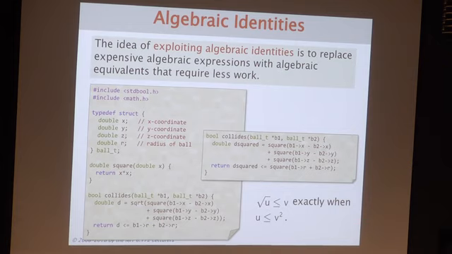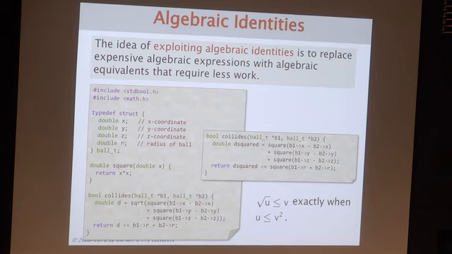And here's the modified code. So now I don't have this square root anymore on the right-hand side when I compute d squared. But instead, I square the sum of the 2 radii. So this will give you the same answer.